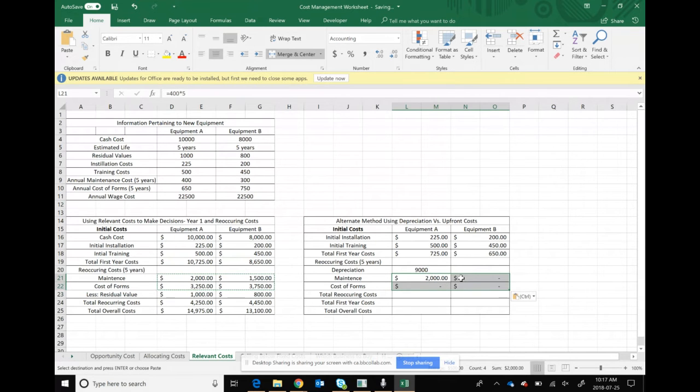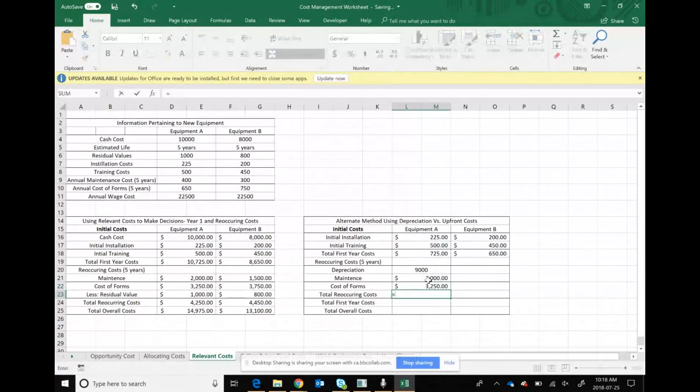Okay, so we won't do it like that. Cost of maintenance was $2,000, stays the same. Our cost of forms was $3,250. So our total reoccurring costs for our depreciation, our maintenance, and our cost of forms is $14,250. And if we take our first year costs and add them to our total reoccurring, we should get the same number, and we do.